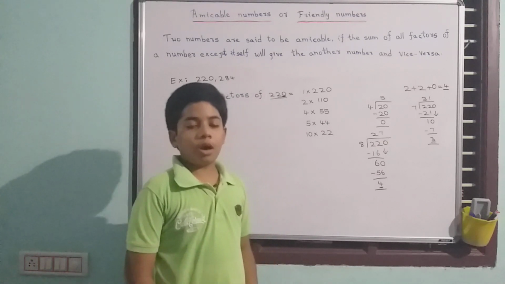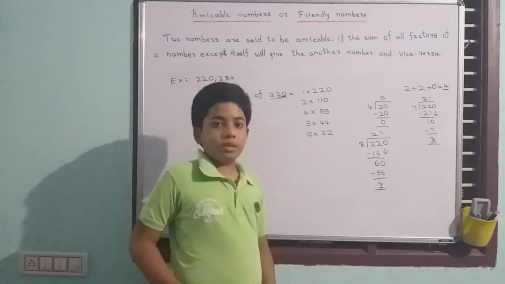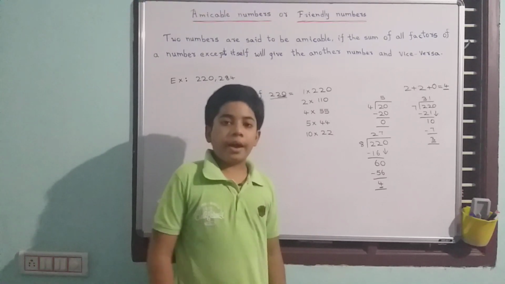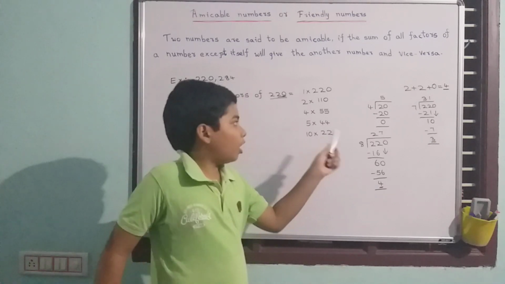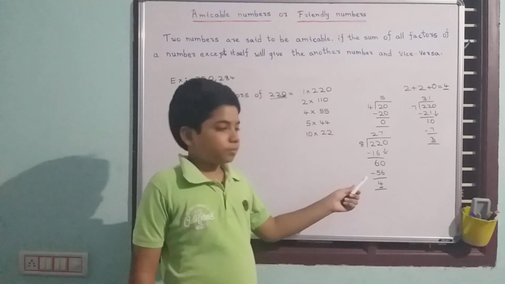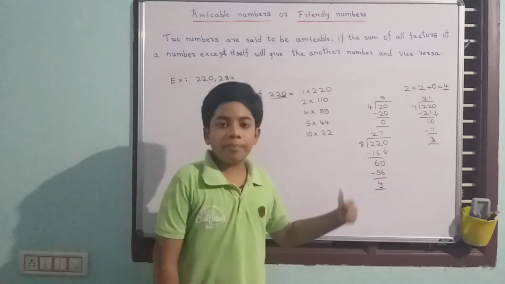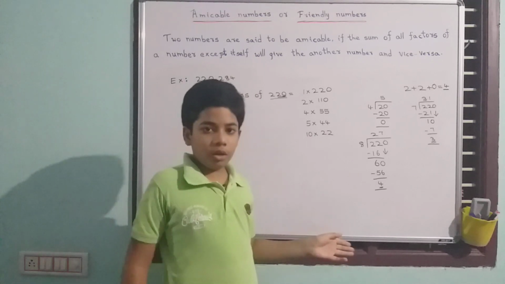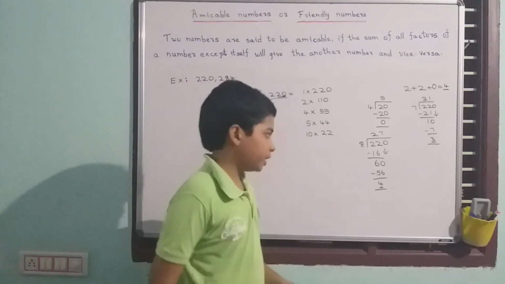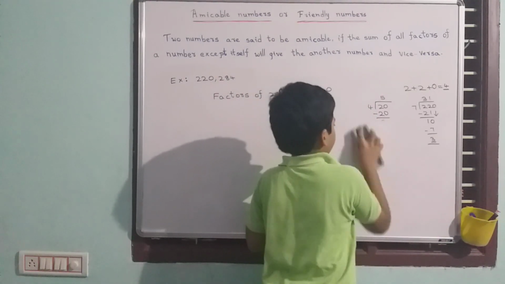Let us check with 11. The divisibility rule of 11 is the sum of the digits at the even places and the sum at the odd places, and the difference between them. After subtracting them, the number has to be 0 or a multiple of 11. So let us check whether 220 is divisible by 11 or not.